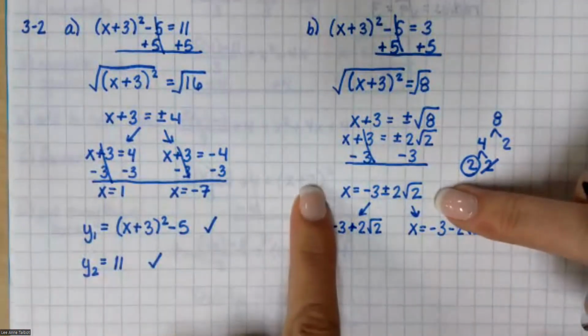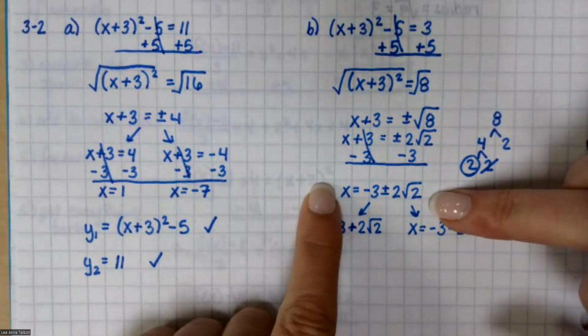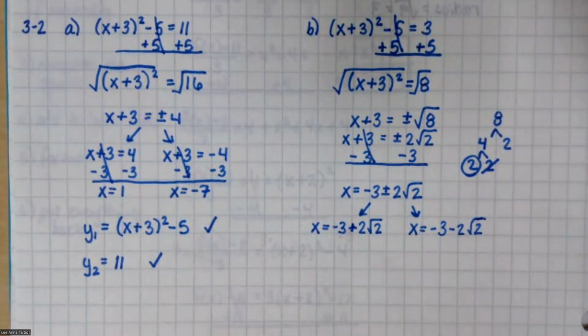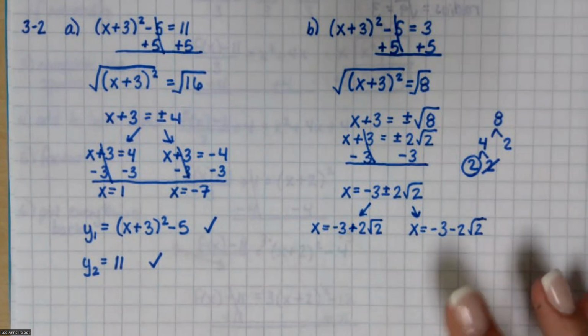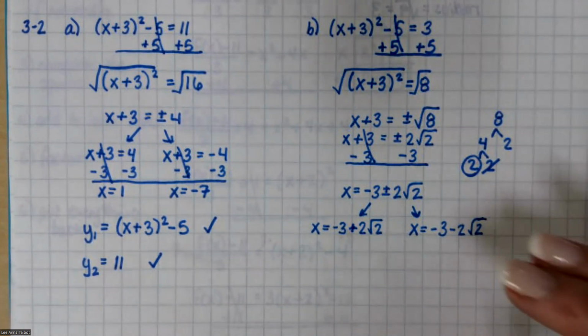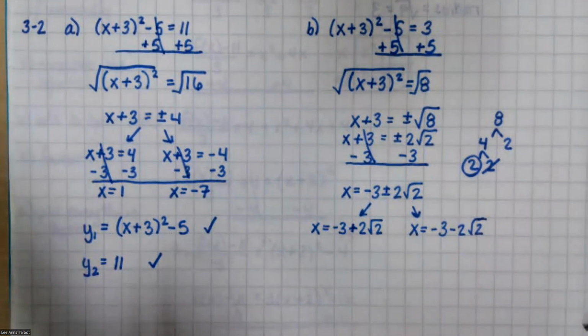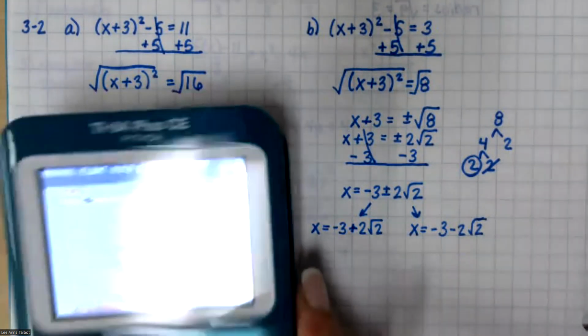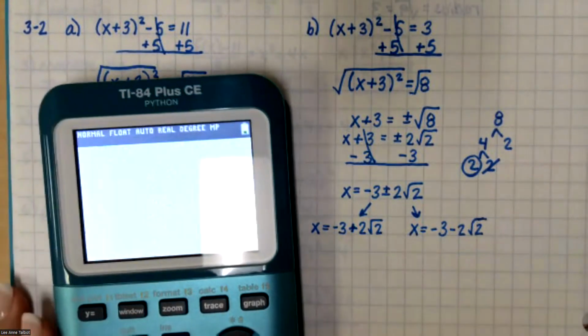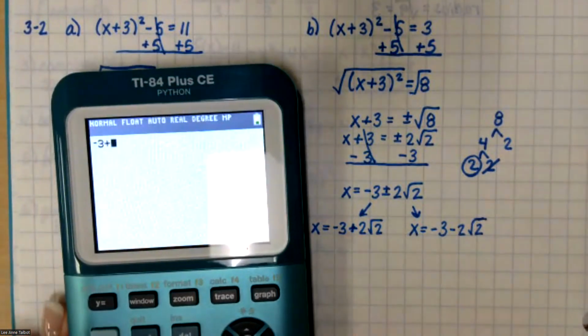Okay, normally we would just leave our answer like this, -3 plus or minus 2 root 2, but because we're going to check our answers on the graph, we need to find the decimals, because I don't know about you, but I don't know where -3 plus 2 root 2 is on the graph. Maybe you do. There are some people in here who are definitely smarter than me.